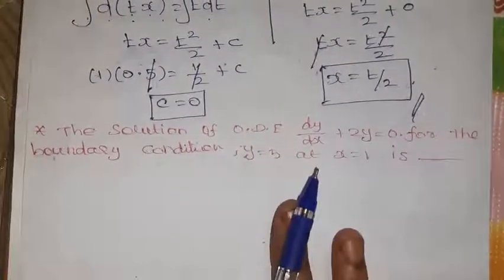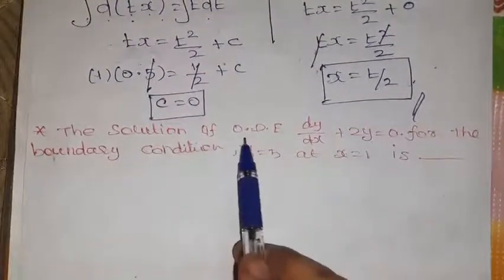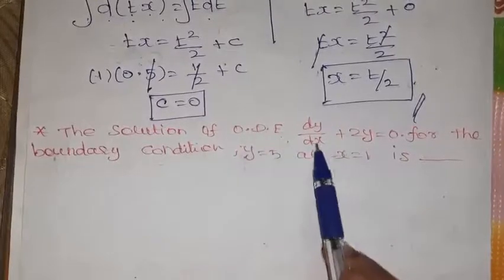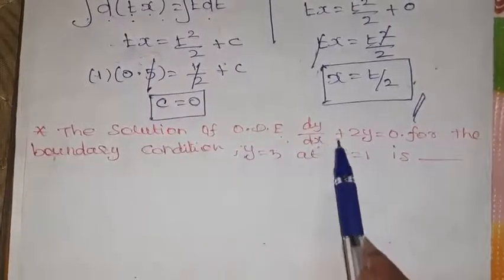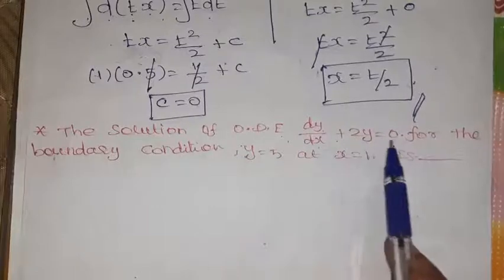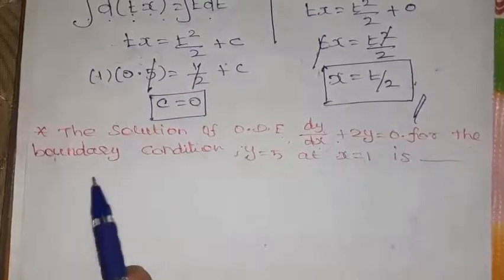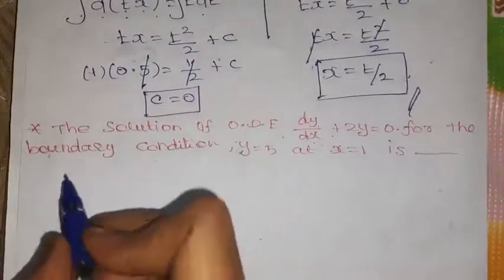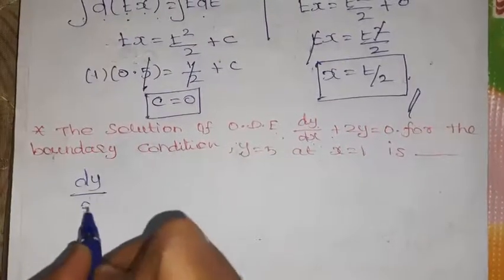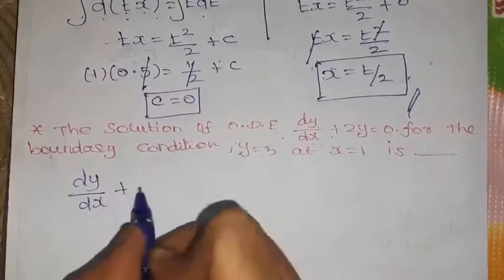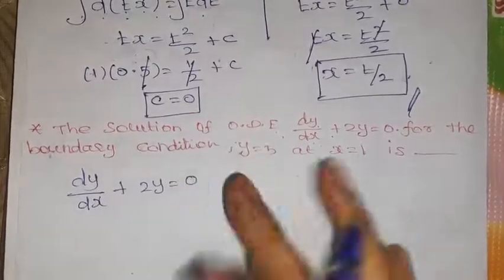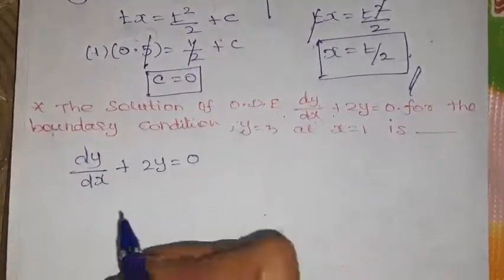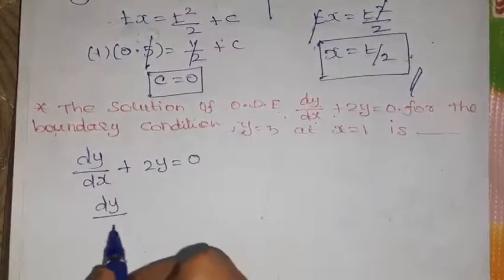This is the final problem. The solution of the ordinary differential equation dy by dx plus 2y equal to 0 for the boundary condition y equal to 5 and x equal to 1. So what is given? Let's write the given problem: dy by dx plus 2y equal to 0. Then what do we need to do? The variable separable method.